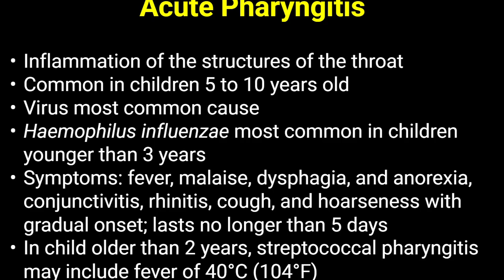Symptoms include fever, malaise, dysphagia, anorexia, and in viral cases, you might see conjunctivitis, rhinitis, cough, and hoarseness with gradual onset. Viral pharyngitis usually lasts no longer than 5 days. In children older than 2 years, streptococcal pharyngitis, strep throat, may present with a high fever of 40 degrees Celsius or 104 degrees Fahrenheit. Bacterial pharyngitis requires antibiotics, viral does not.